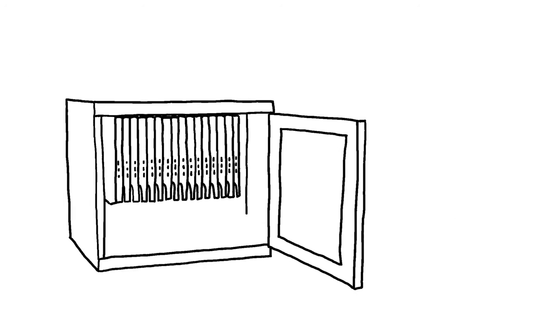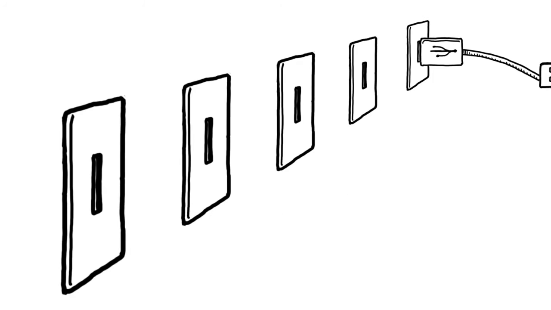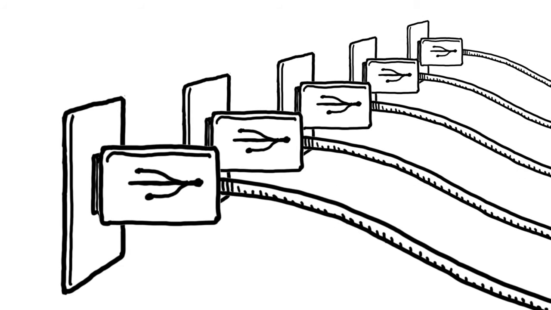station. All the outlets and AC adapters are hidden inside the cabinet, and the cabling is organized so you can plug in all your devices without clutter.